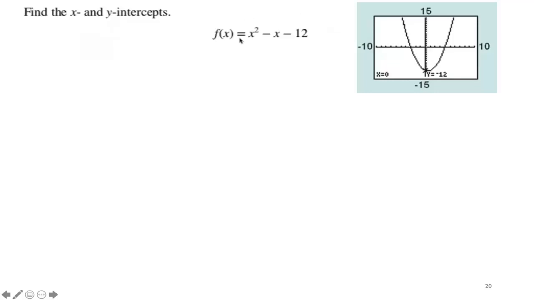Suppose I have a quadratic function. Here's the quadratic function, and we want to find the x and y intercepts. In other words, if I were to graph this, here are the x-intercepts, so we're basically looking for these two points, and here's the y-intercept. Finding x and y intercepts is very important, so let's see how we do this with this problem. We've seen how to find x and y intercepts for a linear function, and this is for quadratic functions.